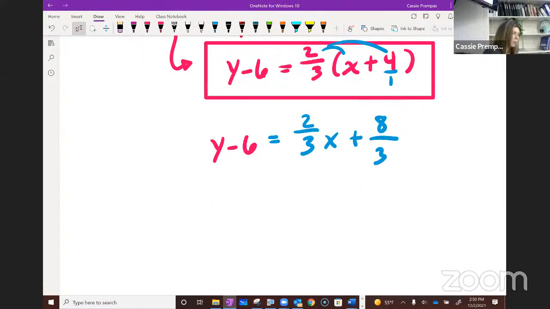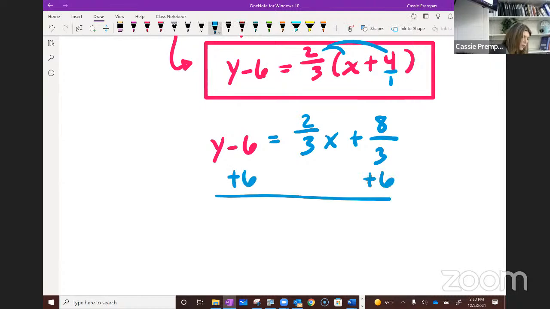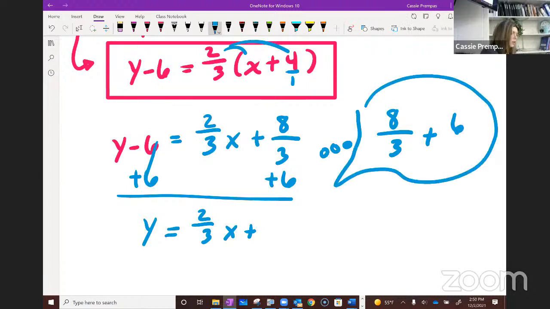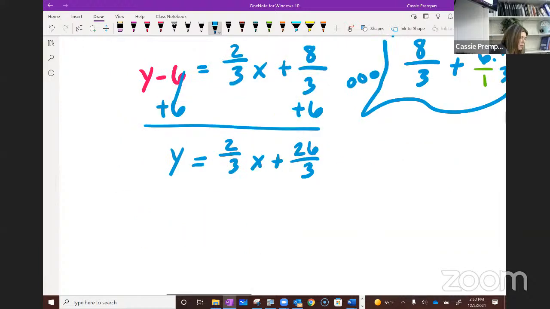What's the last thing I have to do to get y by itself? Add 6. And that will leave me with y is equal to 2/3 x plus, we've worked with this in the past. How do you add 8/3 plus 6? Good, we need a common denominator. So if I put 6/1, what would I have to multiply that by? 3/3. What's 6 times 3? 18. What's 18 plus 8? 26. So we'd have 26/3. And that would be slope intercept.